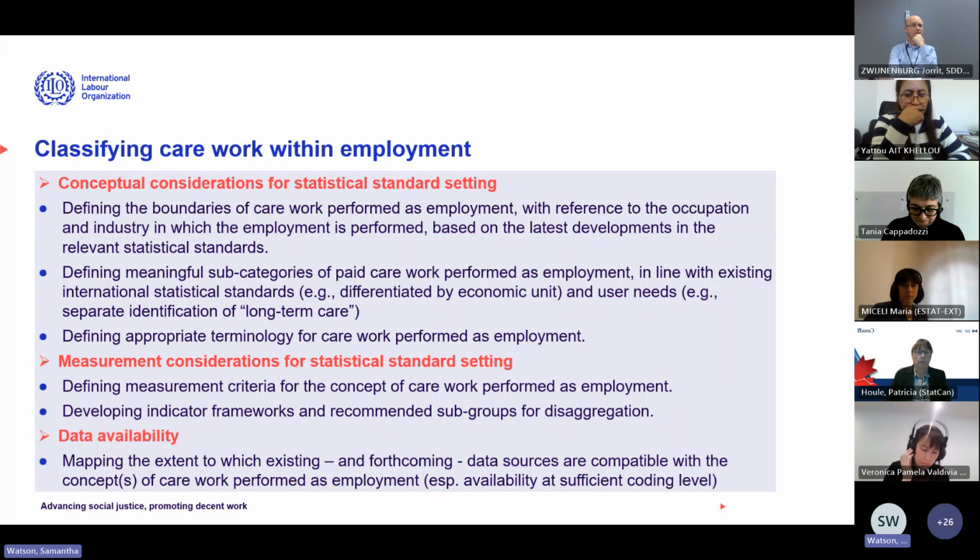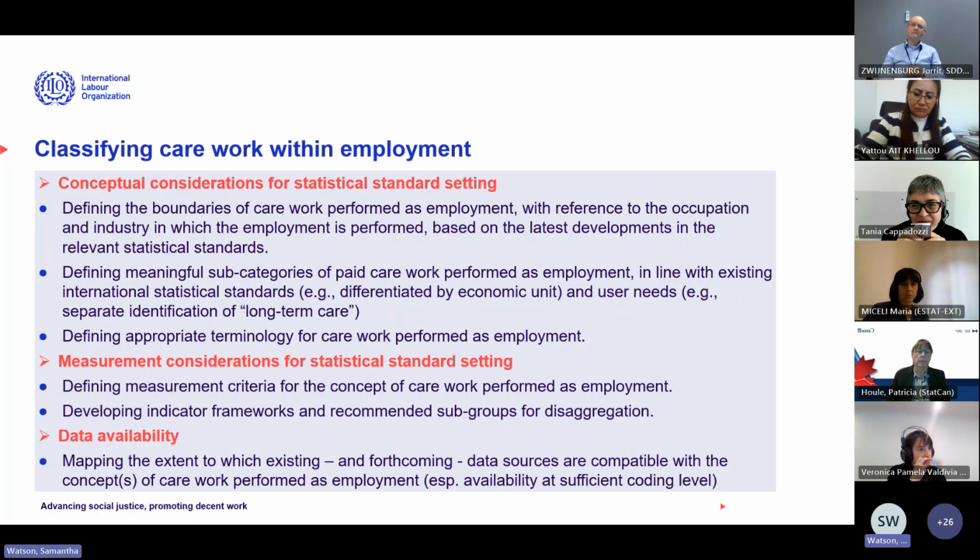So again, just defining the boundaries of care work, defining meaningful subcategories of paid care work performed as employment. So differentiating by economic unit and user needs. We see a lot of demand around the concept of long-term care. So care work very likely would end up being an umbrella concept, with some subcategories defined as well. And defining appropriate terminology is a big issue. And then on the measurement side, defining measurement criteria and indicator frameworks. And then, data availability.